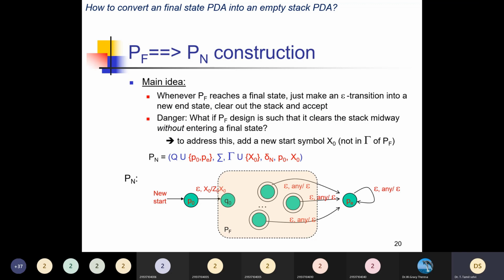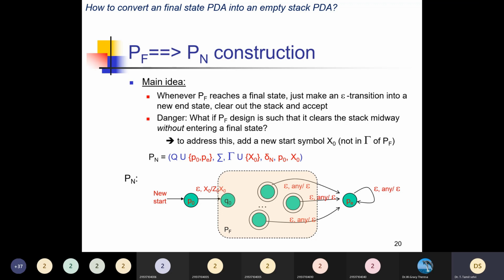So PF means what? Acceptance by final state. Whenever PF reaches a final state, just make an epsilon transition into the new end state, clear out the stack and accept. Okay, this is the concept here. That is, whenever the PDA reaches a final state, just make an empty transition, that is, a null transition, and then make one new final state, and then clear out the stack and accept it. Okay, this is the second way of acceptance.